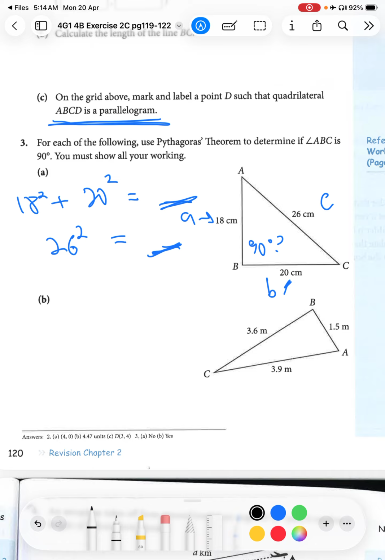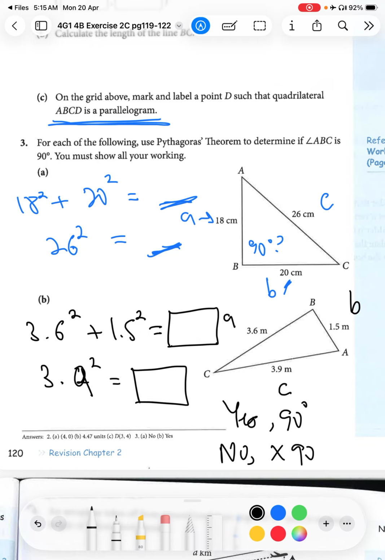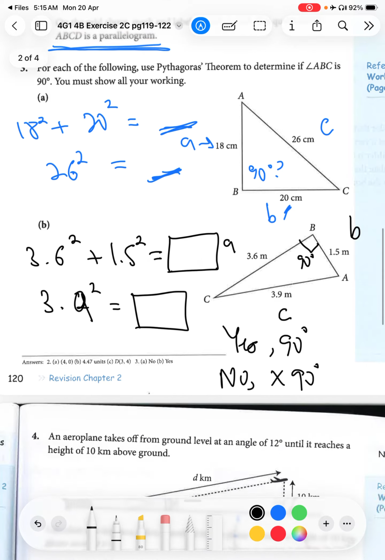Same for B. This is your A, this is your B, this is your C. 3.6 square plus 1.6 square. Is this the same answer as 3.9 square? If it's yes, right, then it's 90 degrees. If no, then it's not 90 degrees. Okay, for this, which demand this angle because this is the part where it should be 90 degrees or not. Give it a try. Let's see how is it.